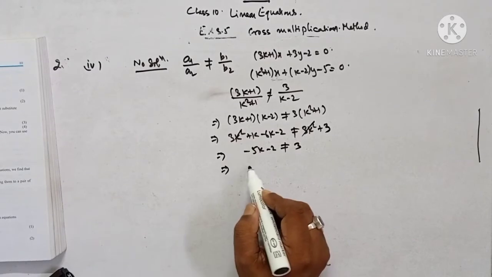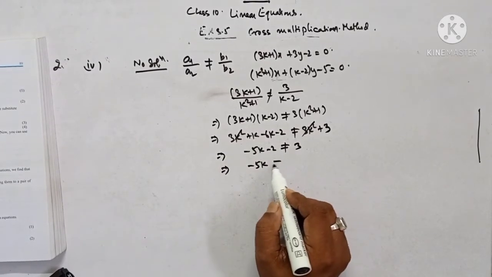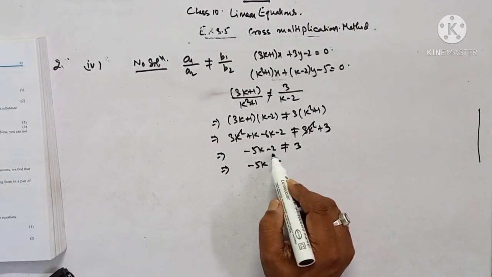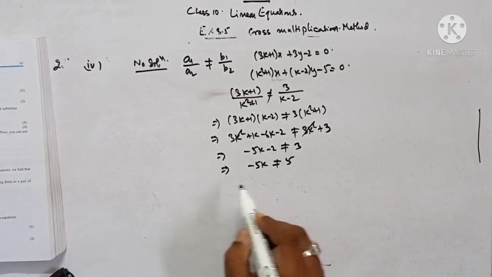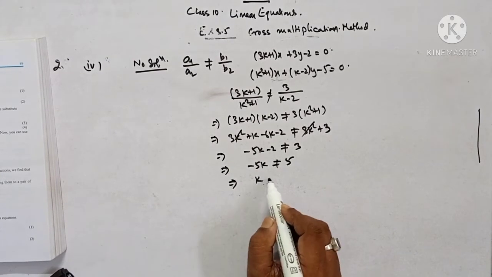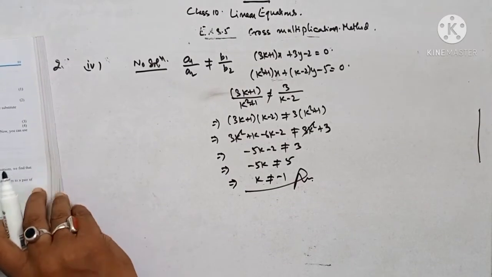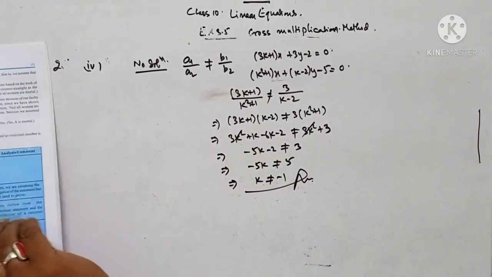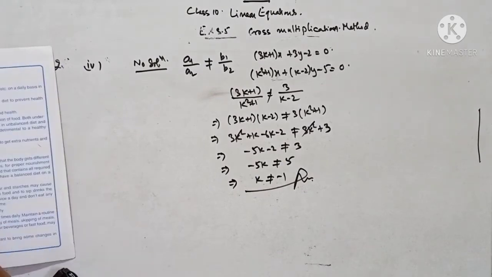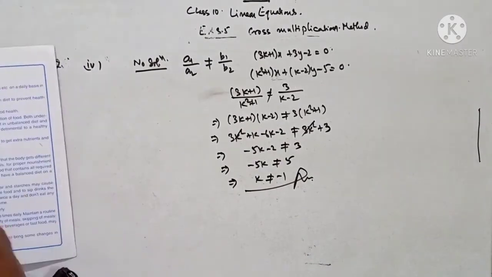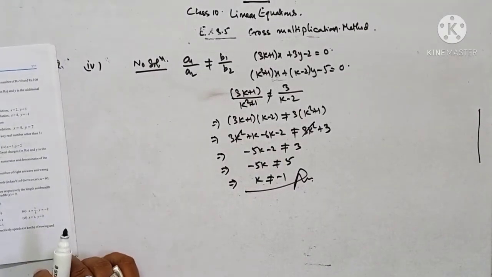So this will be -5k not equal to 5, and so k is not equal to -1. This is your answer. So let me check it.